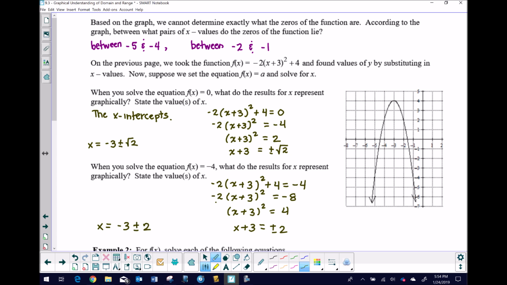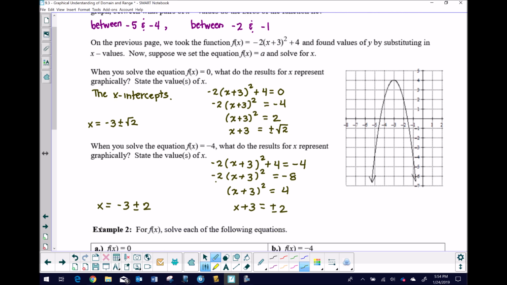Now, you could leave it like that, but it's kind of silly because this actually has 2 nice answers. -3 minus 2 is -5, and -3 plus 2 is -1. What do those mean? Well, when x is -5, the y value is indeed +4. And when x is -1, the y is -4. Well, wait a minute. We made some kind of mistake here. Let's go back and look at this.